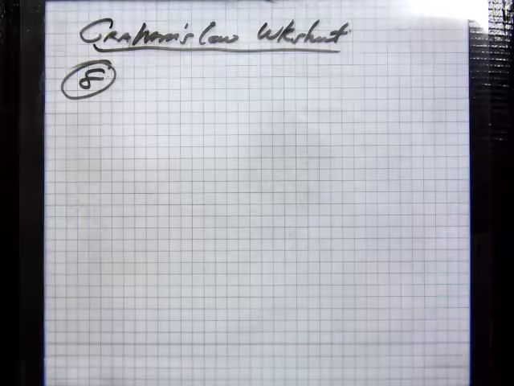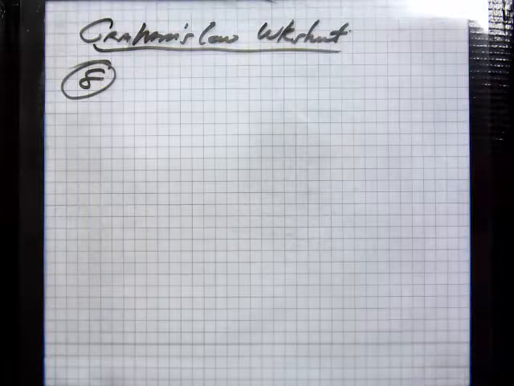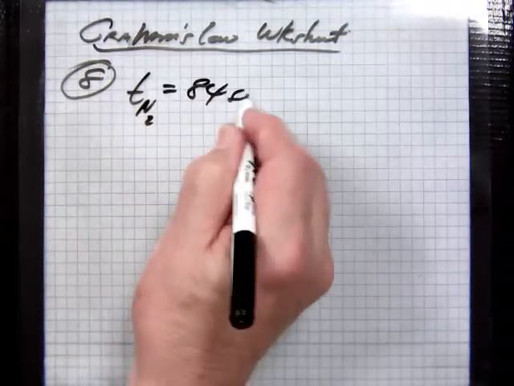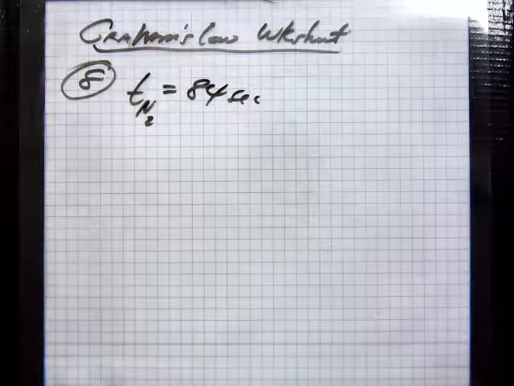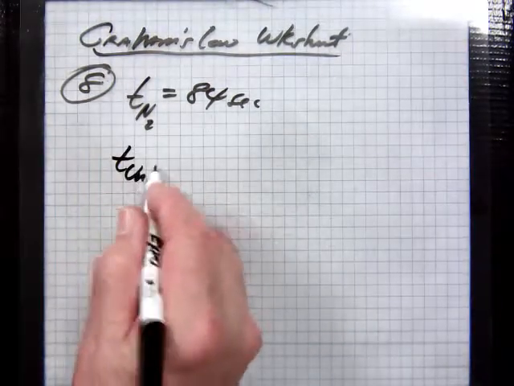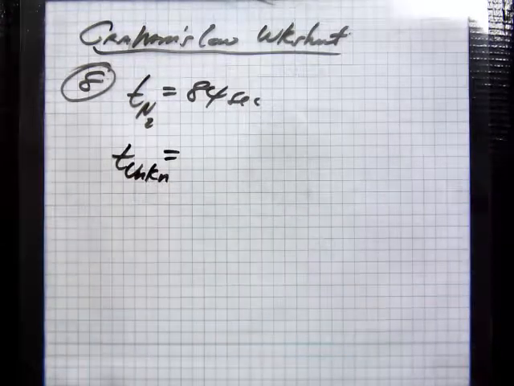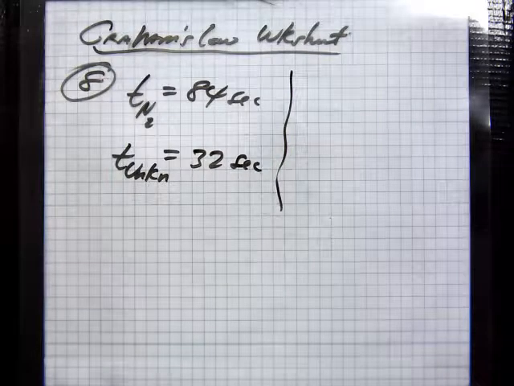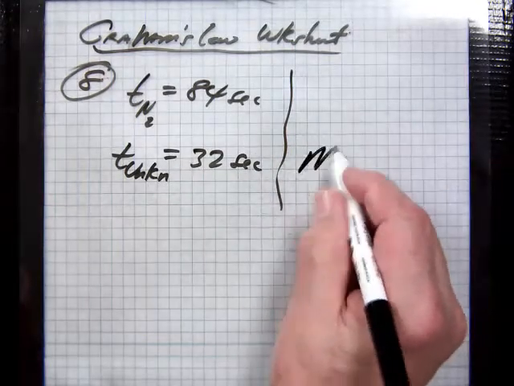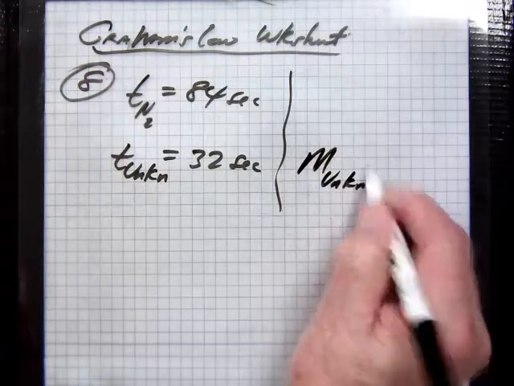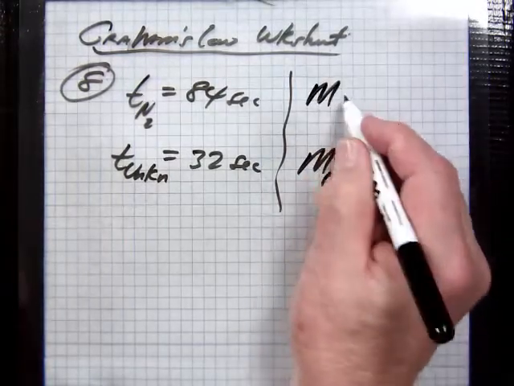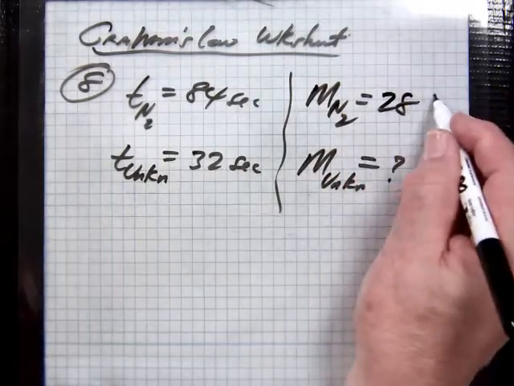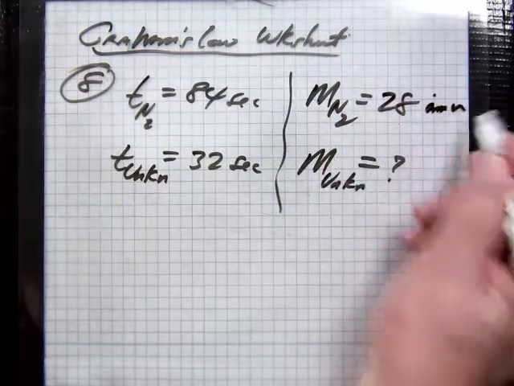The nitrogen diffuses through a pinhole in 84 seconds. So the time for N2 gas is 84 seconds, while it takes an unknown gas 32 seconds. What's the molecular mass of the unknown gas? Is the question. Well, the molecular mass of N2, 28 atomic mass units. So they're going to cancel out anyway.